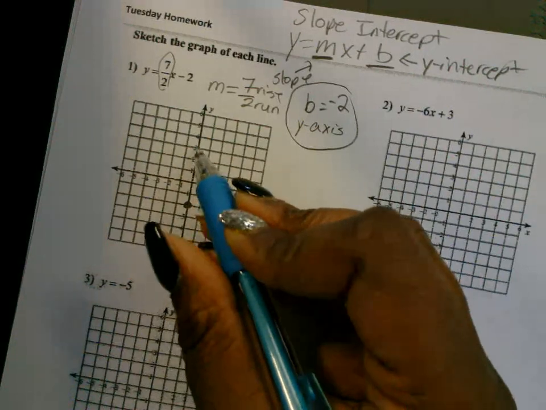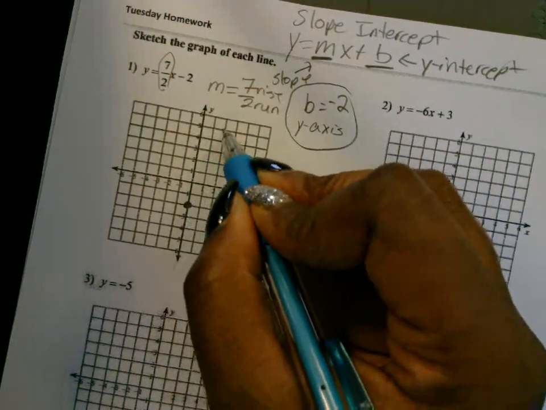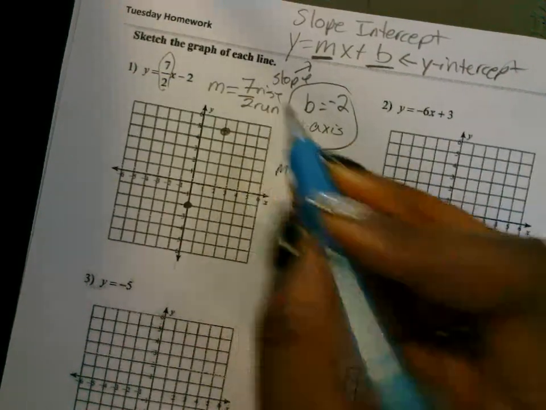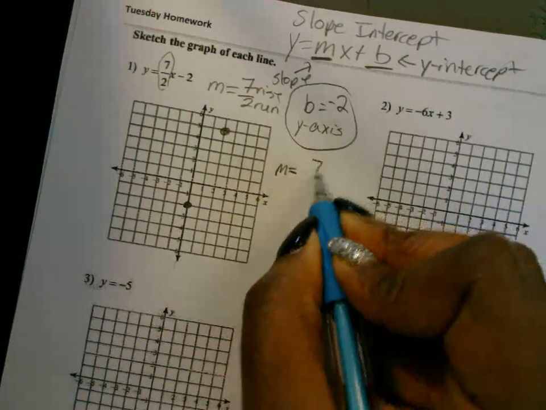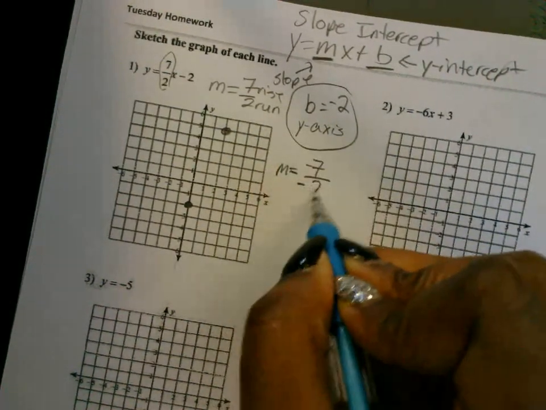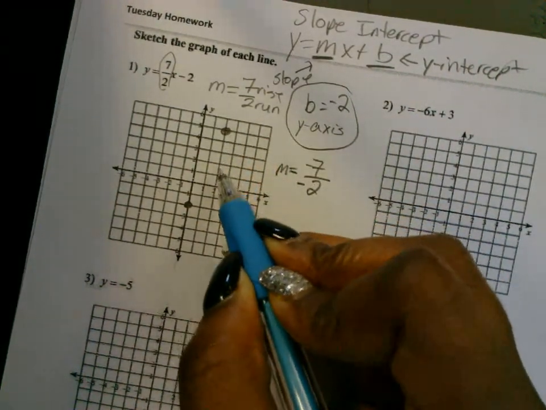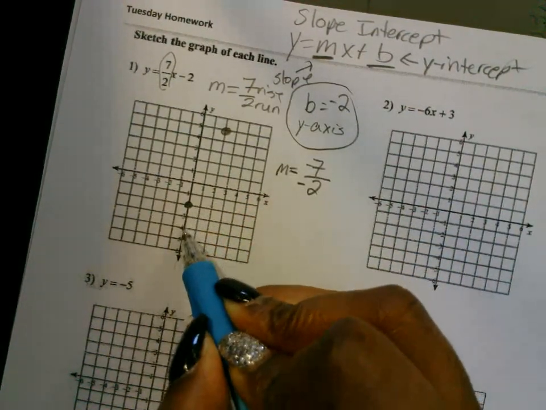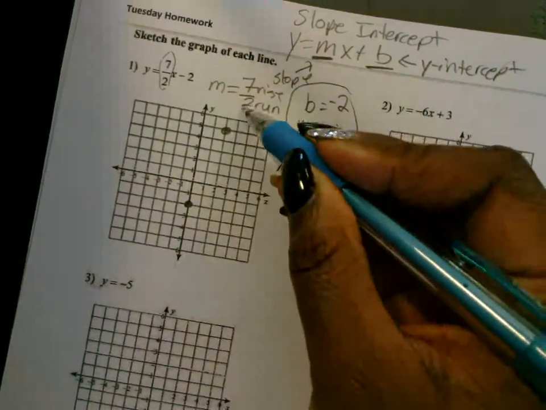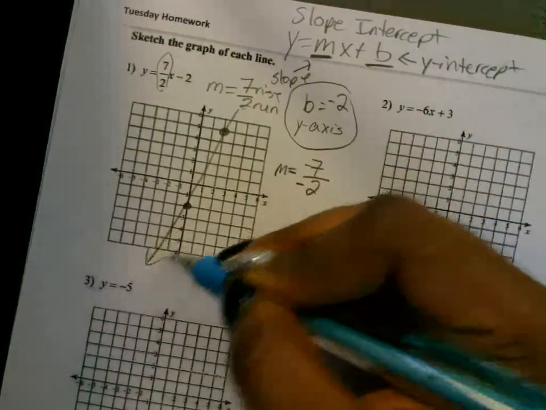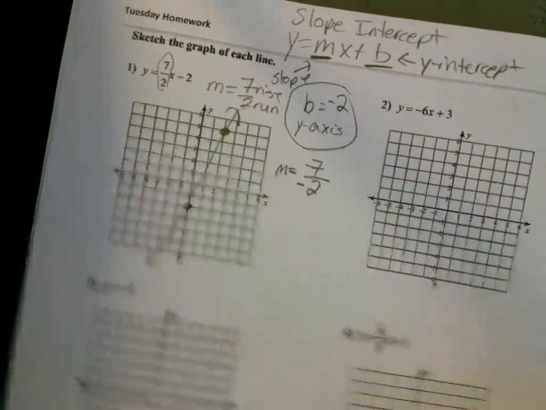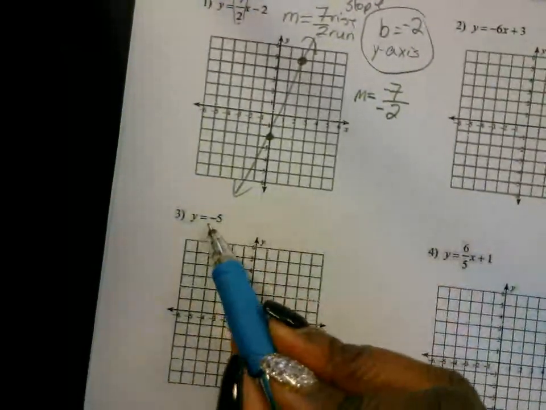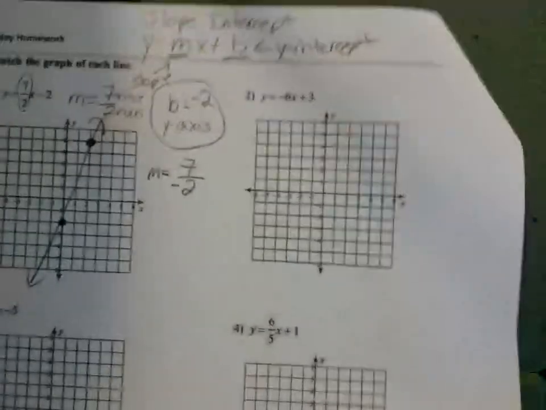1, 2, 3, 4, 5, 6, 7. 1, 2. And if you want to go backwards, the opposite direction, the opposite of a positive 7 is a -7. The opposite of a positive 2 is a -2. So go down 1, 2, 3, 4, 5, 6, 7. Left 1, 2. 1, 2, 3, 4, and you're out of space. So this is your line. You don't have enough space to do any more points. So that's your line.